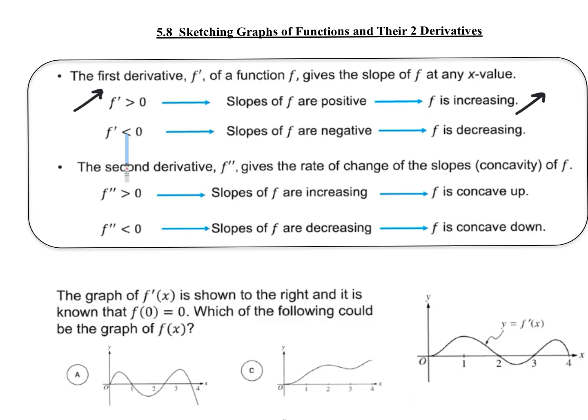If my f primes are less than 0, if my slopes are negative, my function's decreasing. My graph's got to be doing something like that. You agree with that? And then what do we know about second derivatives? Again, this is a review after break. If my second derivative is positive, my function's concave up, so I would do this right there.